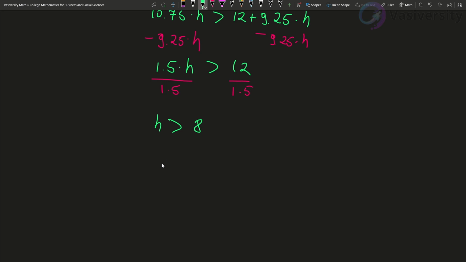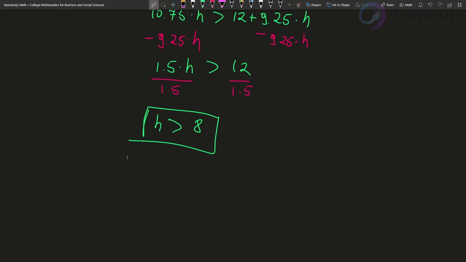Right, so Plan B costs more when you use the car for more than 8 hours in 1 month. Okay, perfect. And that would essentially be the solution. So if we use more than 8 hours, Plan B is going to be more expensive than Plan A. Okay, perfect. Now, let's go ahead and take a look at another kind of inequalities.